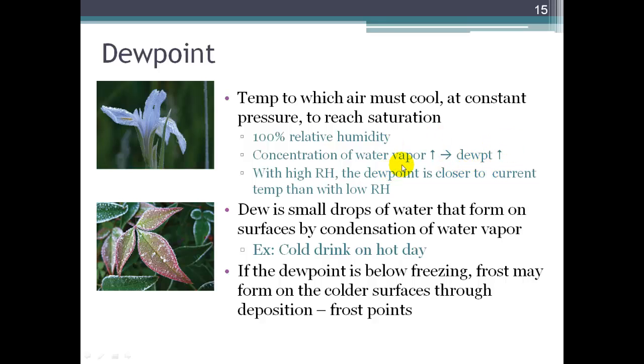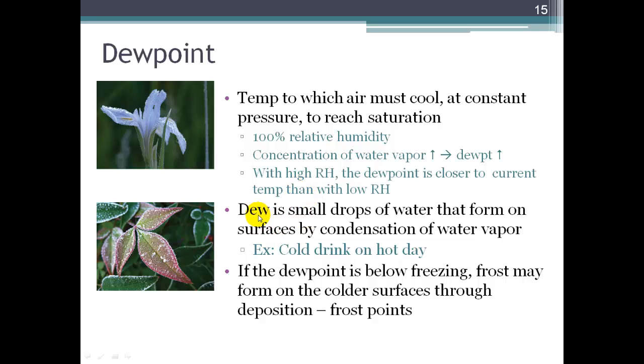So if you add more water vapor, everything else held constant, the dew point is going to increase. With high relative humidity, the dew point is closer to the current temperature than with low relative humidity. So if you pay attention when you're checking weather observations, try to notice the dew point temperature. In Arizona, it's always going to be very low, much lower than the air temperature, because we have very low humidity in Arizona. But when the humidity increases, the dew point temperature is going to become closer to the actual air temperature than when we have lower relative humidity.